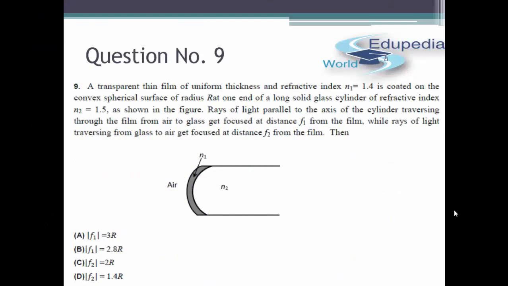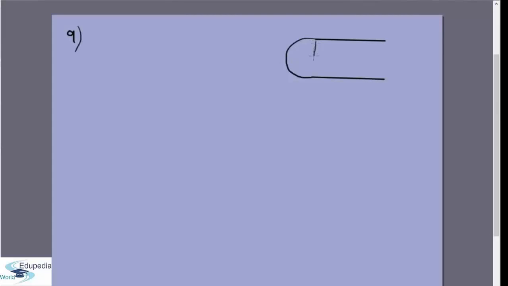We are given a transparent thin film of uniform thickness on a convex spherical surface of radius r. So this is a surface of radius r, spherical surface at the end of a glass tube, and there is a thin film on it, and because it's a thin film we can basically assume that both sides have the same refractive index. And this has n2 is equal to 1.5, this has n1 is equal to 1.4, and this is air. And we are given that rays of light parallel to the axis going through the film from air to glass is focused at f1 from the film. So this is f1, somewhere where it's focused.